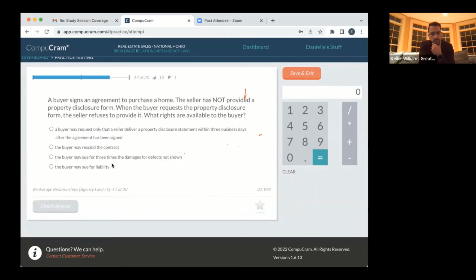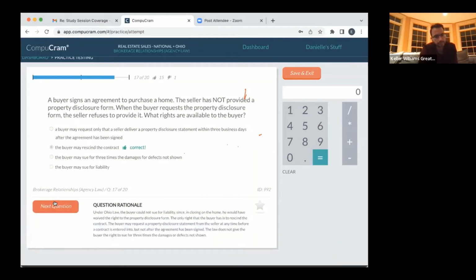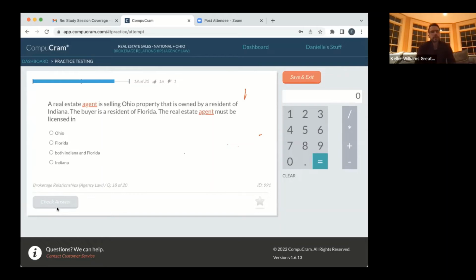A, the buyer may request only that the seller deliver a property disclosure statement within 3 business days after the agreement has been signed. B, the buyer must rescind the contract. C, the buyer may sue 3 times the damages for any defects not shown. Or D, the buyer may sue for liability. B is correct. Next question: a real estate agent is selling Ohio property that is owned by a resident of Indiana. The buyer is a resident in Florida. The real estate agent must be licensed in Ohio, Florida, both Indiana and Florida, or Indiana.